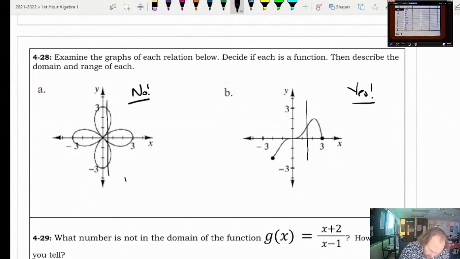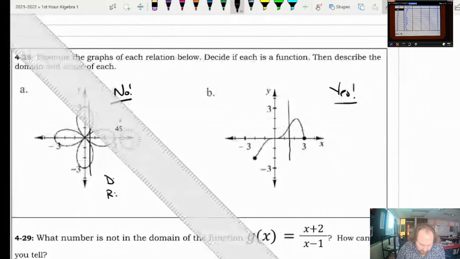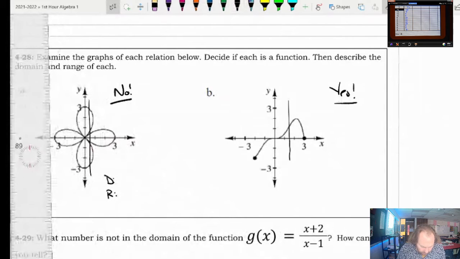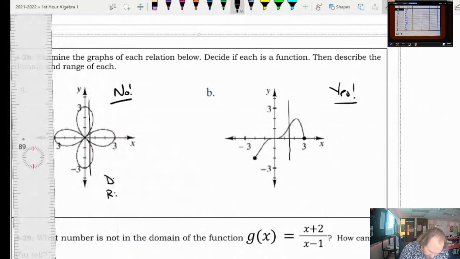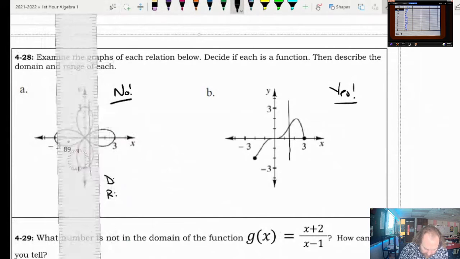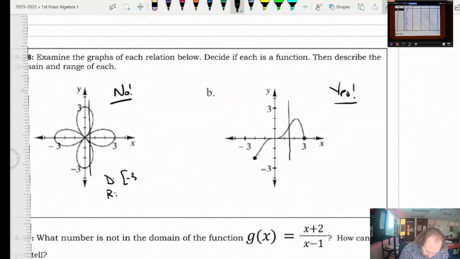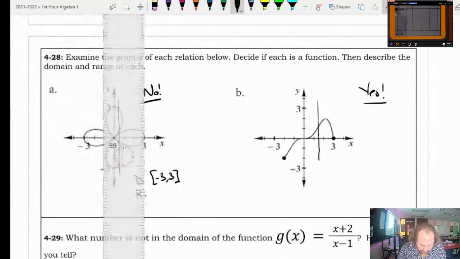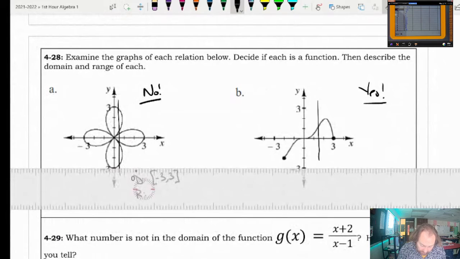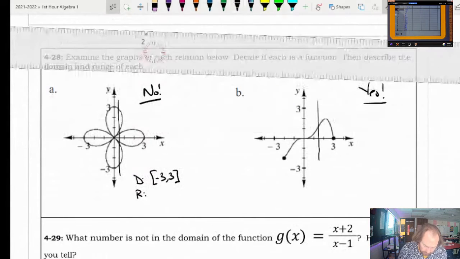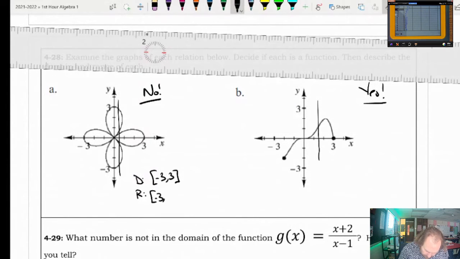Now, as far as domain and range, for domain, we're going to scan the graph from left to right with a vertical line. Looks like we start touching it at negative 3 and stop touching it at positive 3. So negative 3 to 3. The range, very similar, same thing, negative 3 to 3. Again, we're looking for a horizontal line there.